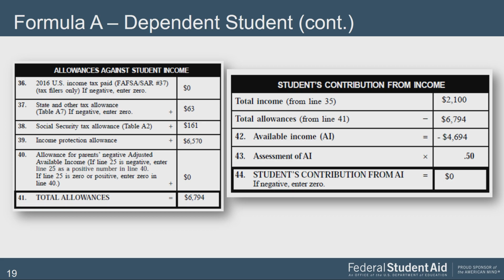So here's the total allowances. We go over here to the contribution. The total income is far less than the total allowances. So there's no student contribution from income at all. In this case, the student made $2,100 in the base year. There's no expected contribution from the income at all, because it was well below that income protection allowance of $6,570.